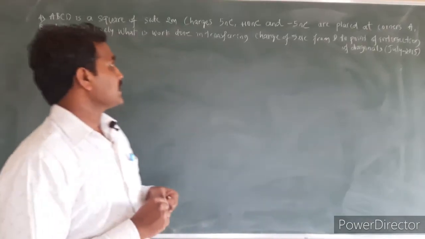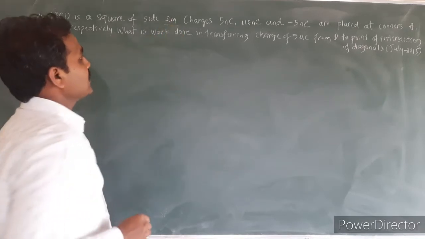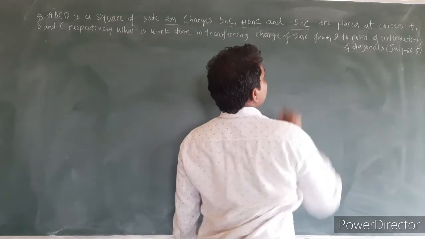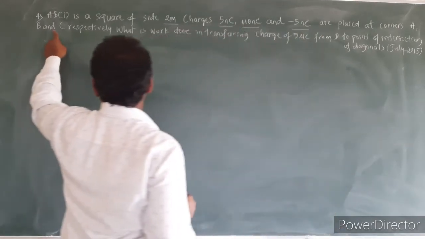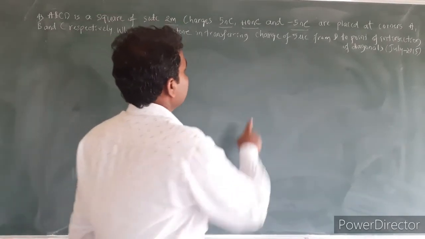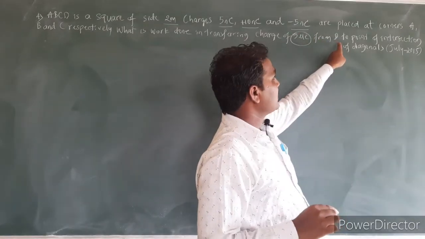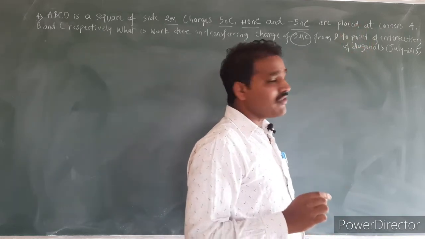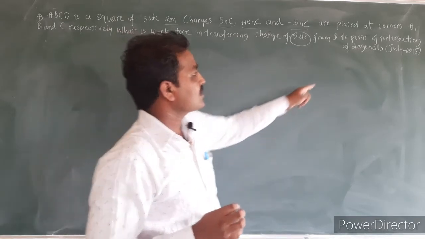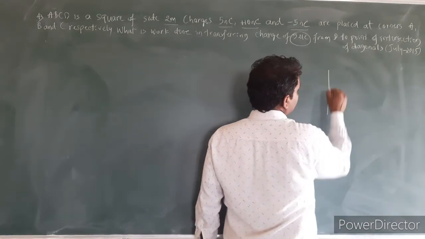Let us look at the next problem here. It is given that ABCD is a square of 2 meters. Charges of 5 nanocoulomb, 10 nanocoulomb and minus 5 nanocoulomb are placed at corners A, B, C respectively, and we are asked to find the work done in transferring a charge of 5 microcoulomb from point D to the point of intersection of diagonals. This is one of the regularly asked questions, asked in July 2015. First, let us draw the figure given.